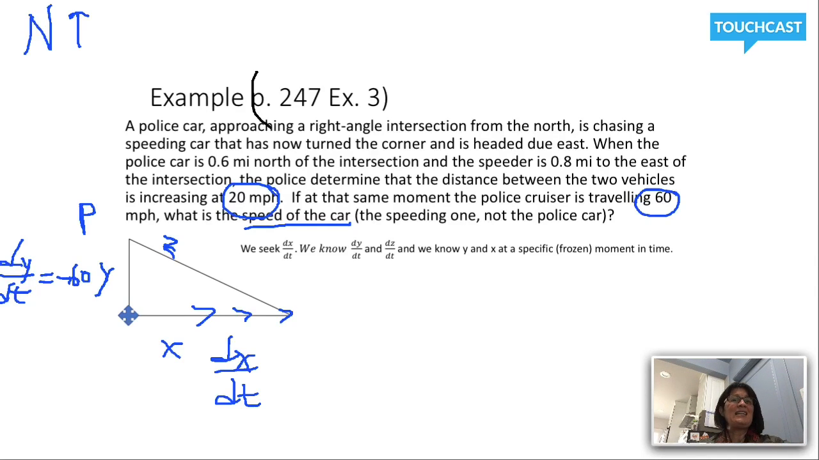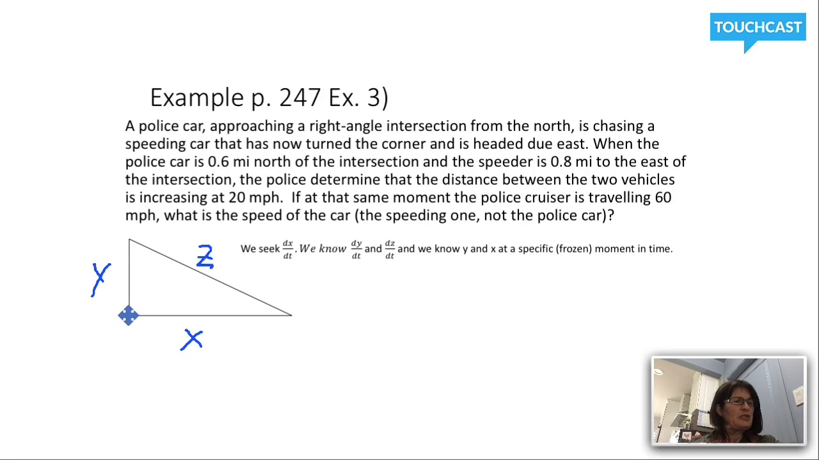And dz/dt, they're saying, is the distance between the two vehicles increasing? It is increasing, which means dz/dt must be positive 20. So dz/dt equals 20. I'm sorry, that's not easy to read. But dz/dt equals 20. So I thought maybe it'd be good to go back and do that in different colors. So I wrote names of variables in blue.